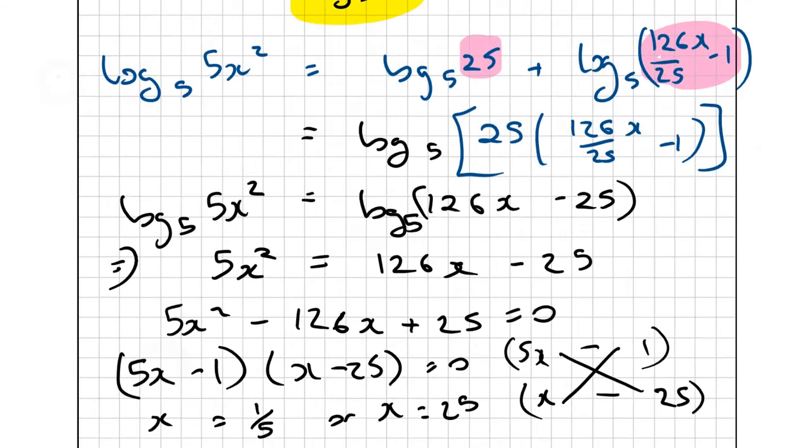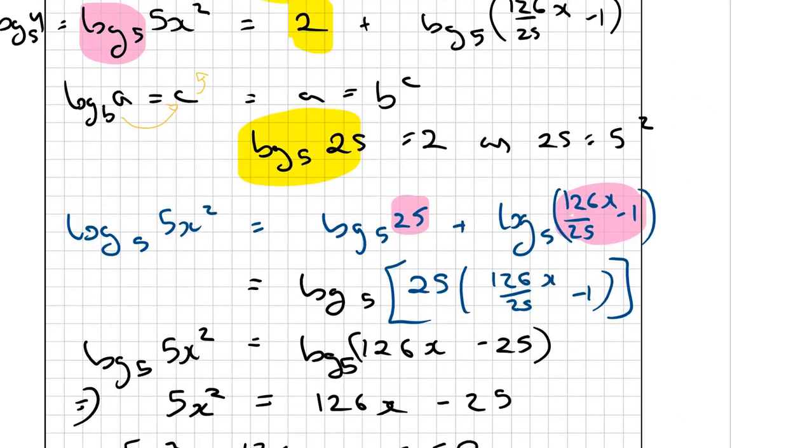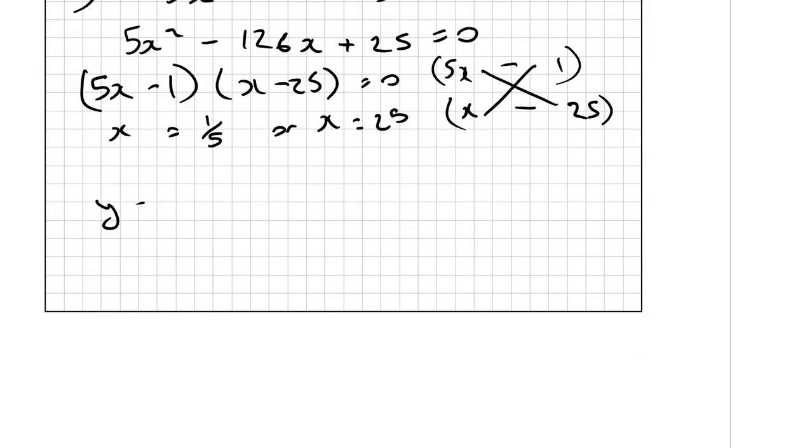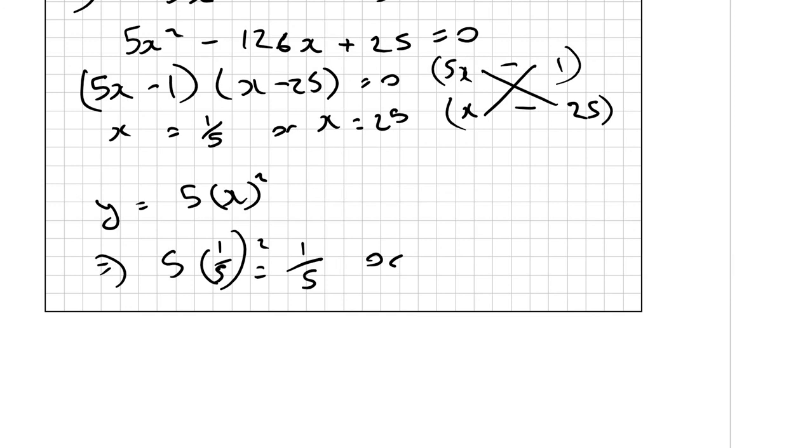You're not asked for x, you're asked for y. So if you're looking for the value of y, we know that y is equal to 5 times x squared. So therefore, if x is 1/5, we've got 5 times 1/5 squared, which is 5 times 1 over 25, which is 1/5. Or if x is 25, we've got 5 times 25 squared, which is, put that into the calculator, 5 times 625, which is 3,125. Okay, so there are two values of y.